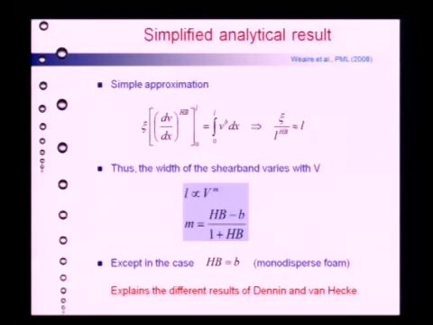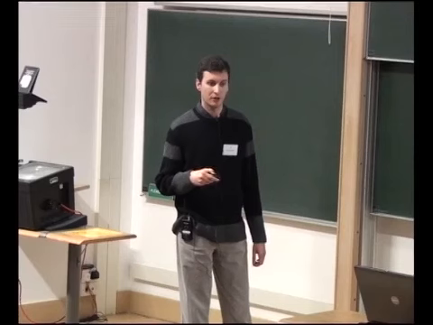This equation even has an analytical solution that's a bit too complicated to be useful, but you can make some very nice simplifications. And in the end, we end up with a prediction of how the width of the shear bands depends on the driving speed. It varies like a power law, and the power is the Herschel-Bulkley index minus the index of the wall friction, divided by 1 plus the Herschel-Bulkley index.